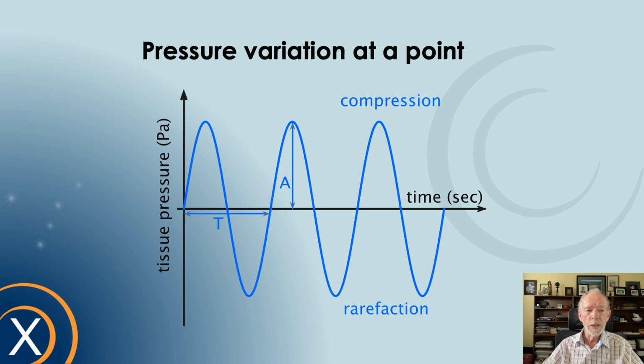The other parameter is the period of the ultrasound wave, which is the length of time that one cycle of oscillation takes. So it's the length of a single cycle of the ultrasound oscillation. It's very short. For example, if we are using a typical frequency of 5 megahertz, then the period would be 0.2 microseconds.